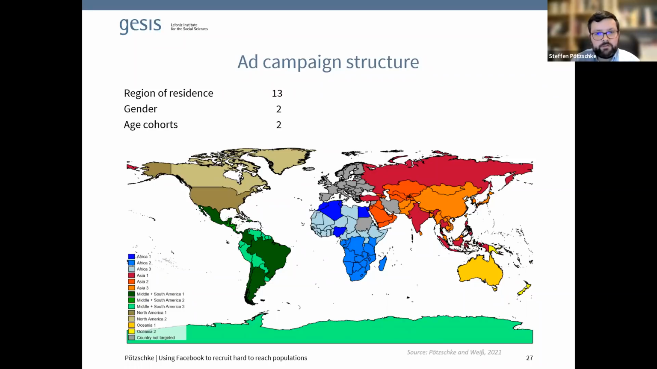However, we separated the world by continents first, and then differentiated 2 to 3 regions on all continents. And in these, we targeted then 2 different age cohorts and 2 gender cohorts, which gave us a total of 52 ad sets in this research project. And multiplied by the 7 pictures, a total of 364 ads.